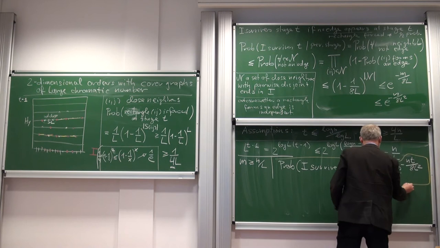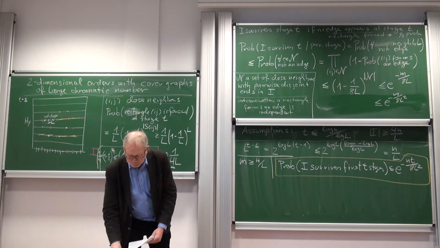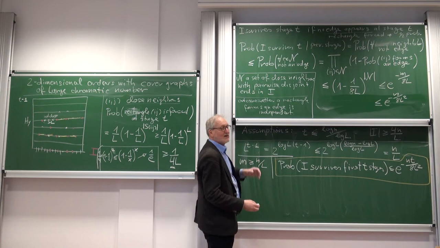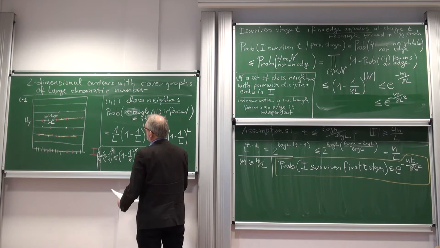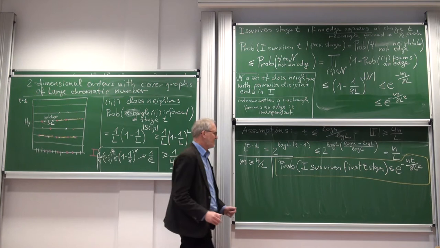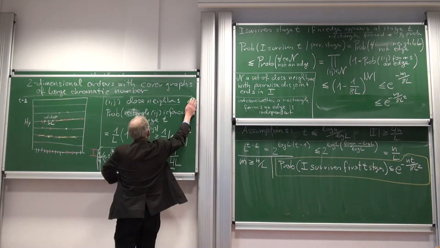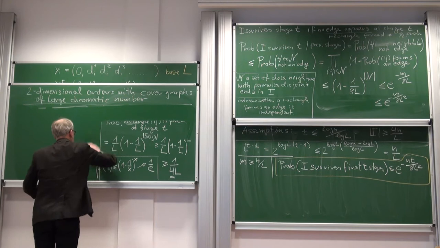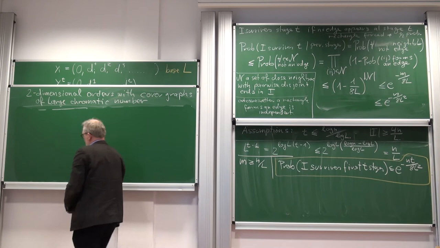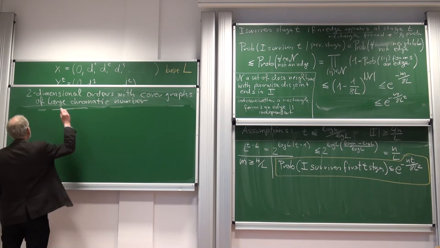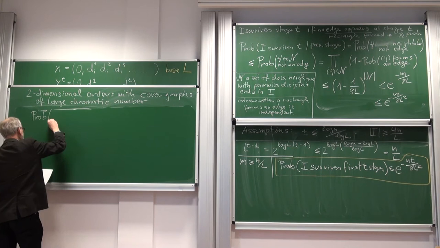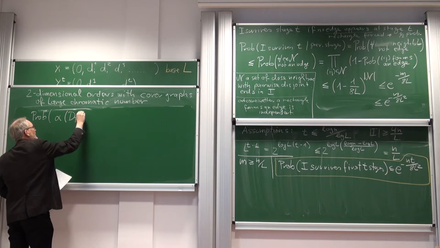And now, so far we have been looking at one I. Now we look at many I's. We don't need this anymore. Now we look at the probability that the independence number of this stuff is at least A.